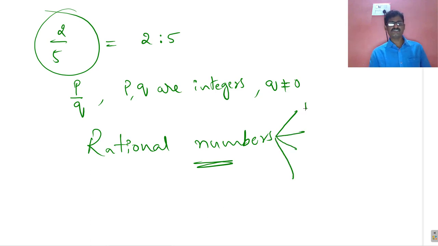All the integers. Integers means including natural numbers, whole numbers and negative numbers, like -1, -2, -3 and so on. Then directly the numbers which are in P by Q form, like 2 by 3, negative 7 by 9, like this. These are said to be fractions actually, maybe positive fractions or negative fractions, that doesn't matter. All these are rational numbers.